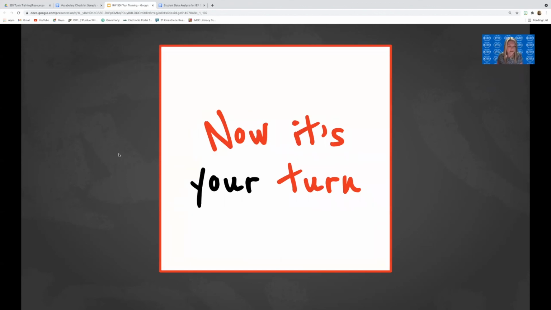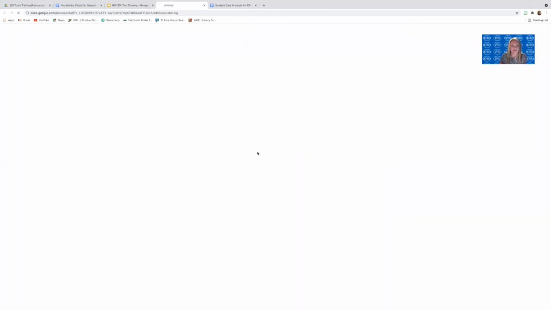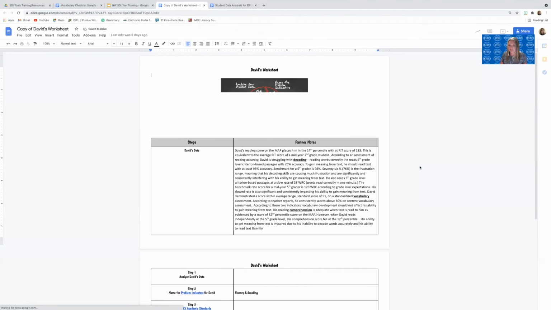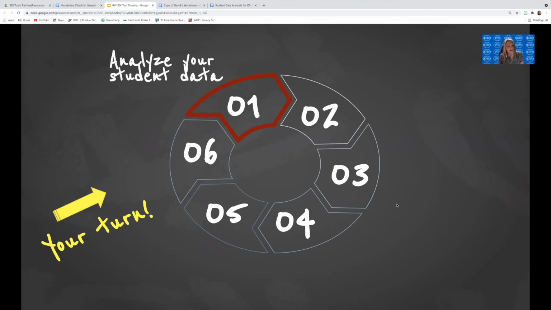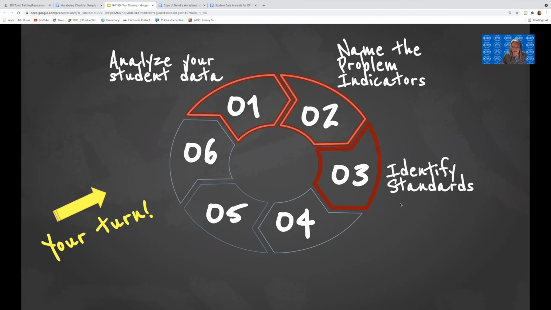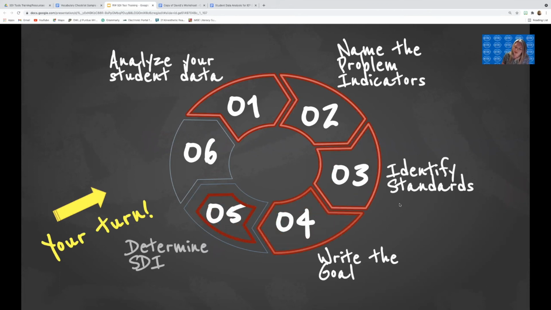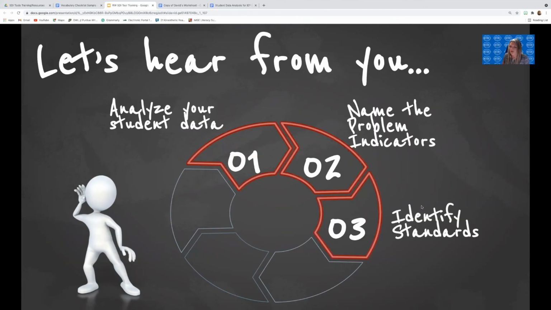So the next thing I wanted you to do is to try to do one by yourself. This will be David. You should have access to David's worksheet. So this is what David's worksheet is going to look like. Just to review the steps again, you're going to analyze his data, name the problem indicators, identify the standards, write the goal, determine his SDI, and progress monitor. So the first thing I want you to do is just the first 3 right now. What do you think we should do for David?